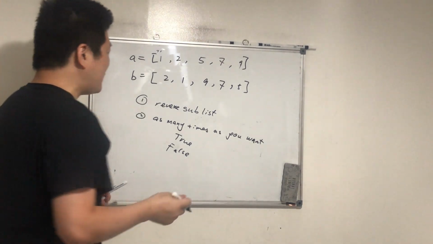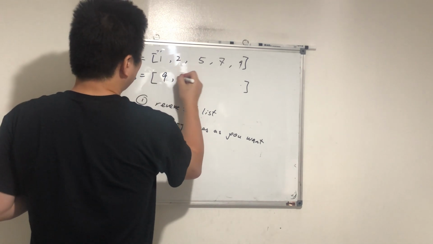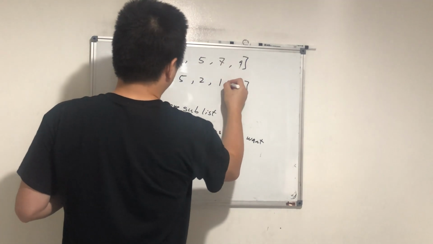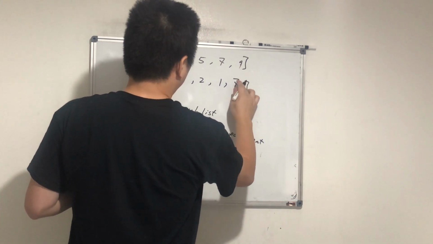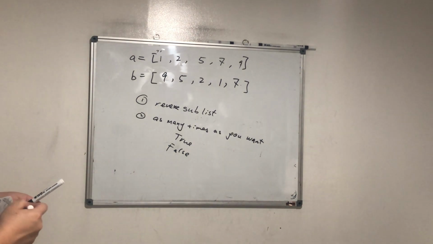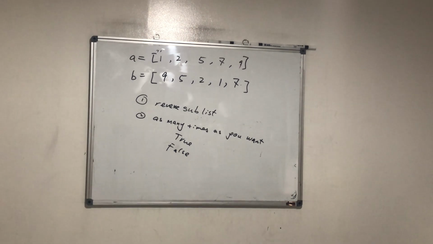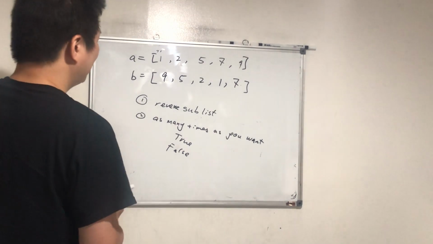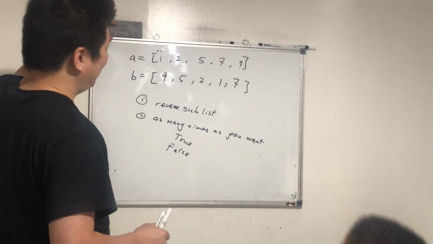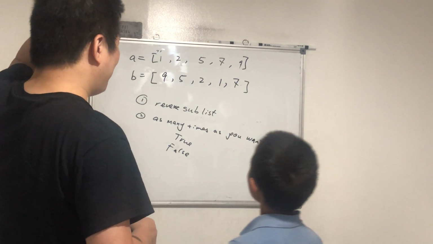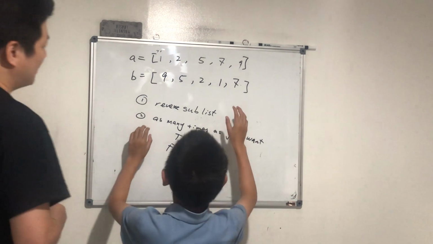Okay, so you got it. If I tell you that, I'm going to write it another way. 7, yeah. Can you make it? Remember, reverse sublist as many times as you want. So it's hard, yeah, but wait. I think I can do it.